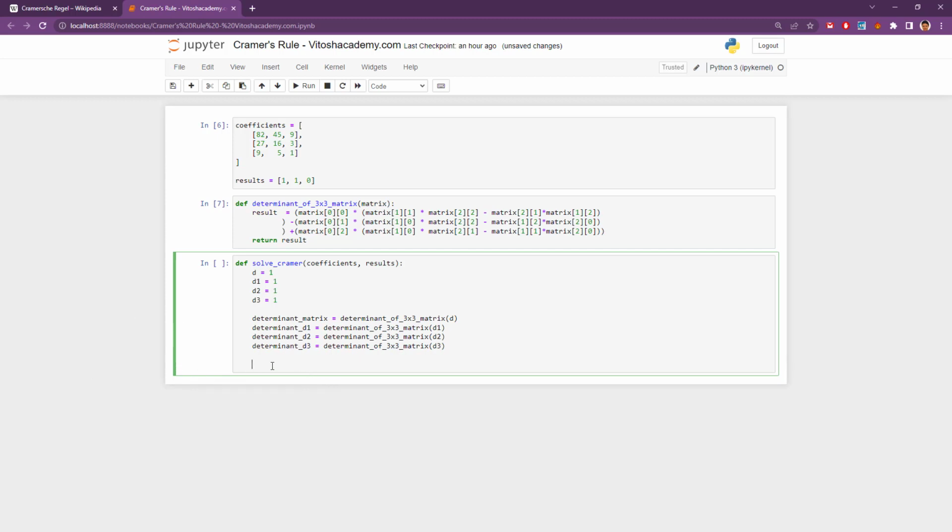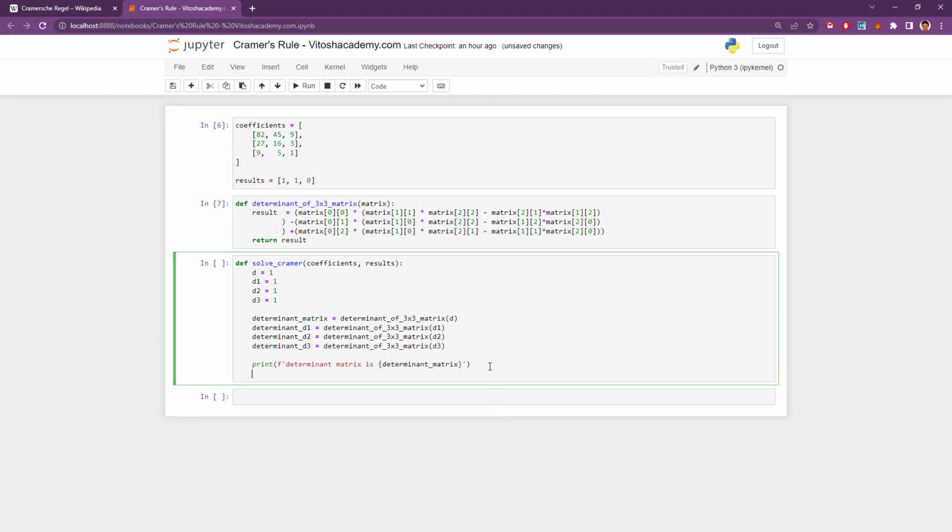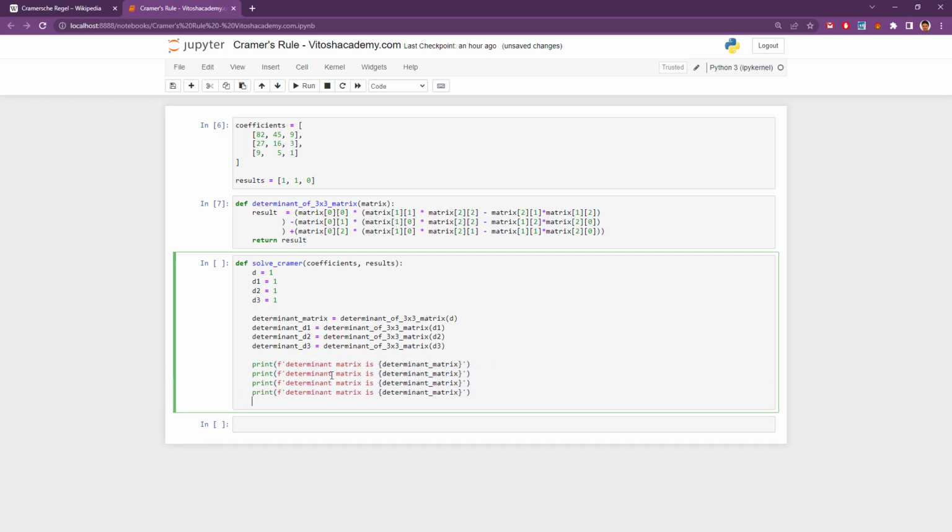And now let's write some data. Determinant matrix is, here I'm going to write this one, and I will copy and paste the rest. Determinant, what's next? Determinant D1. Determinant D2, determinant D3, and the same here. D1, D2, D3. Let's run it just to see how it will be.